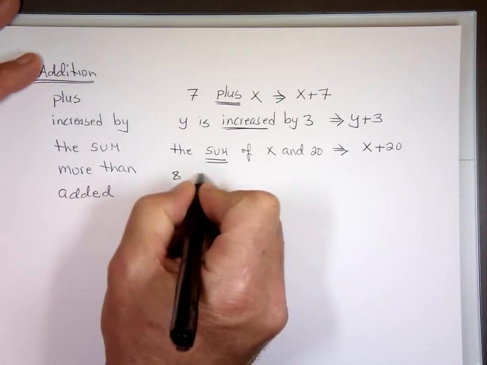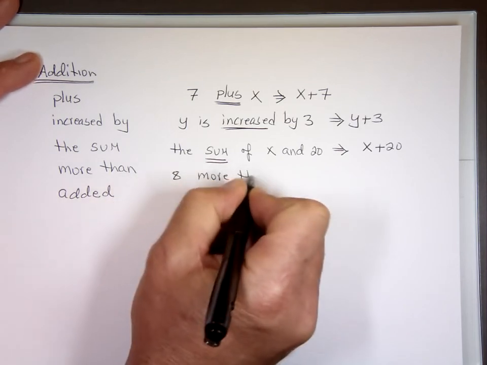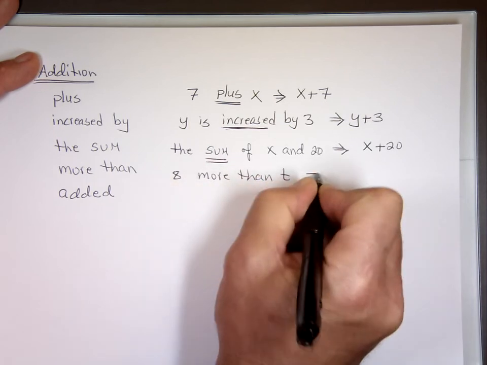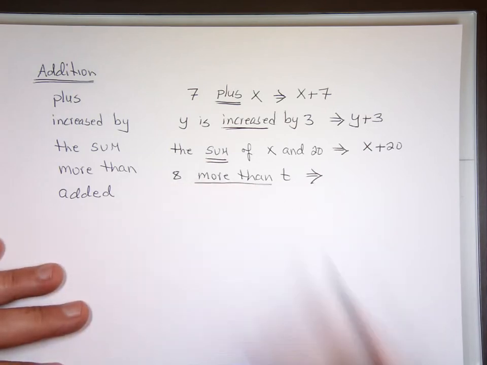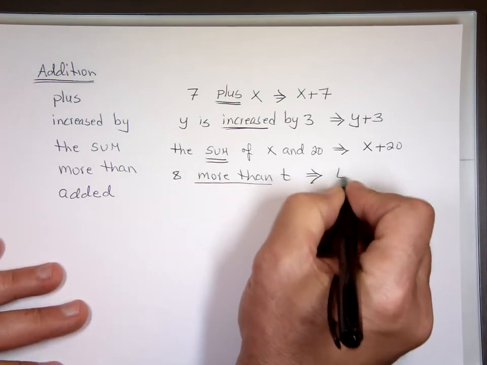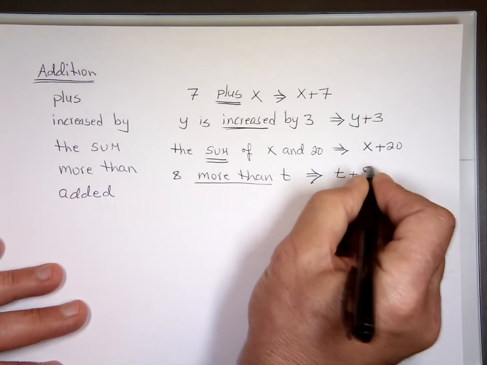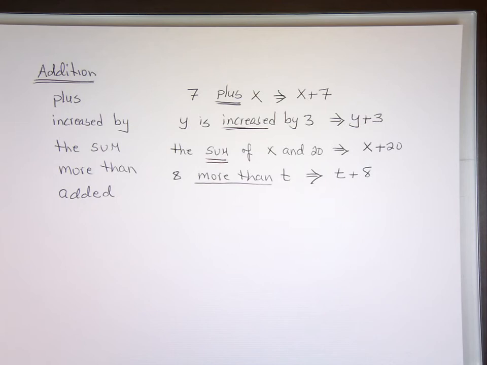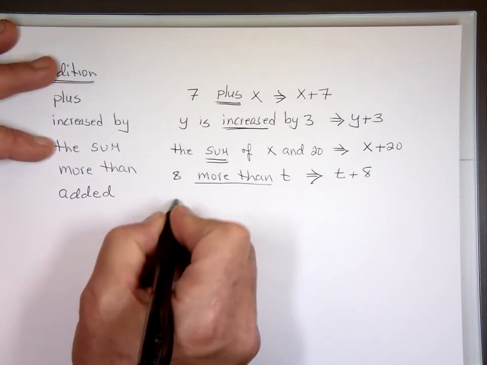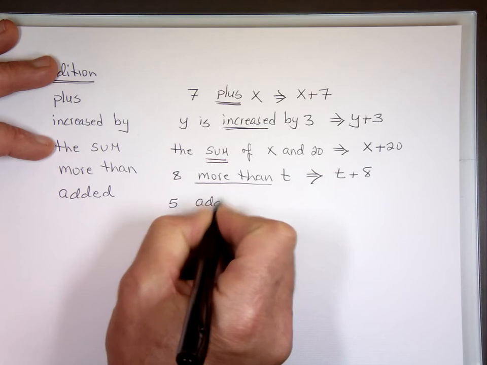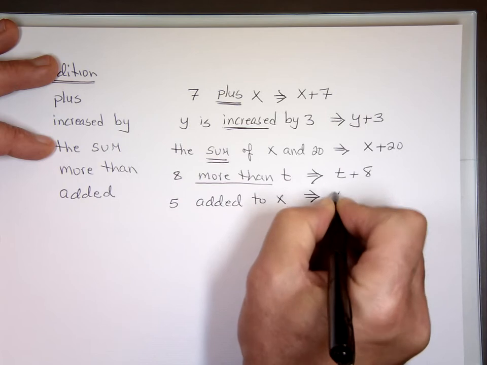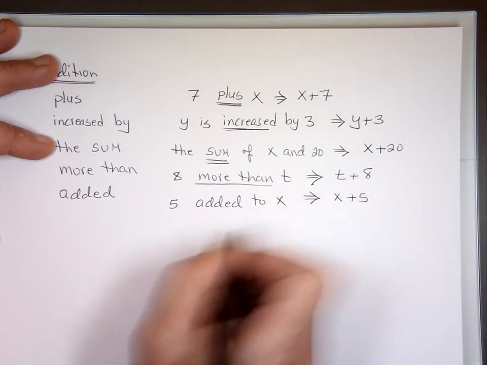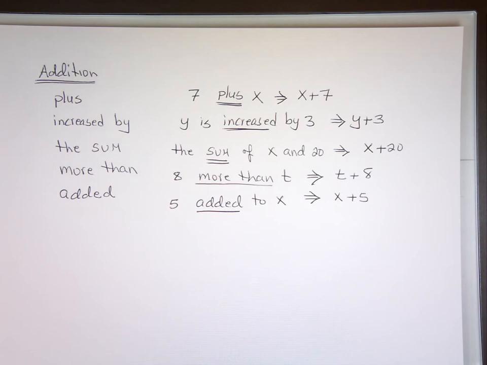8 more than t. The way we write that is, more than means addition. 8 more than t is t plus 8. 5 added to x. You can write that as x plus 5. So these are the keywords I look for to tell me that it's addition.